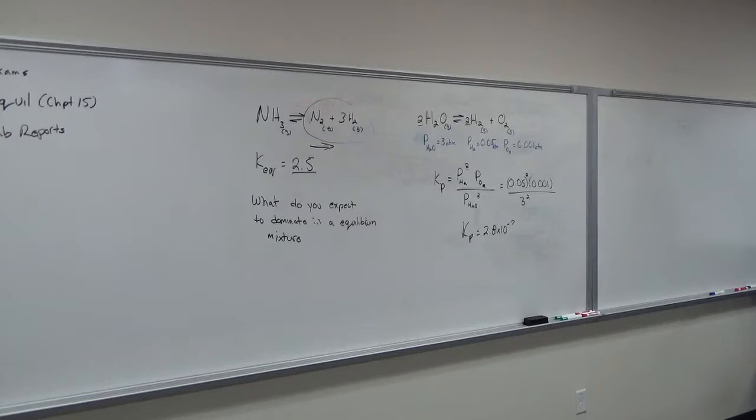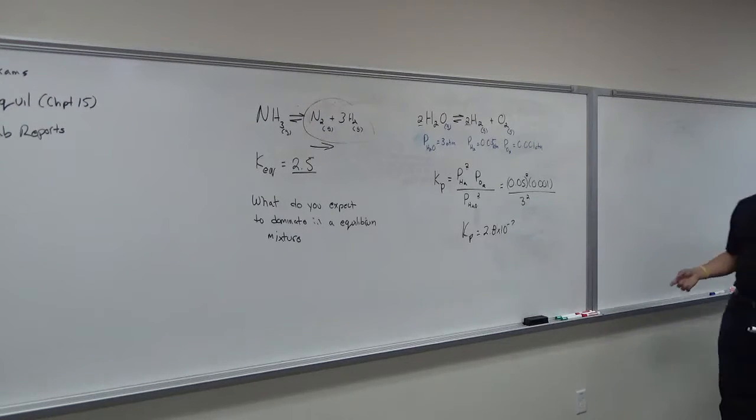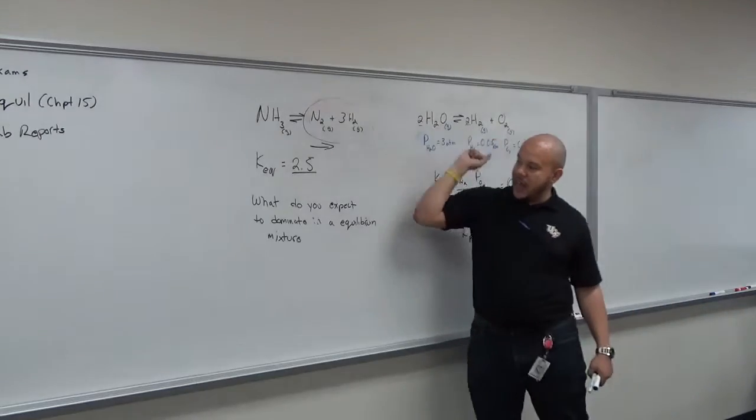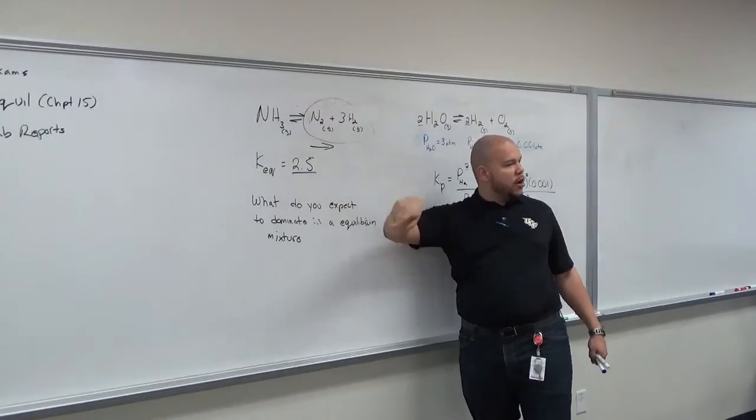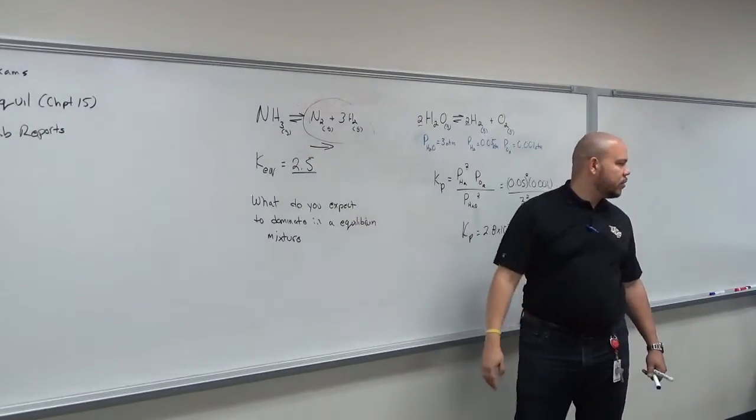And again, the direction, the forward and reverse, is the reciprocal. So if we wanted to look at KEQ for the reverse, it would have to be 1 over 2.5. It's the reciprocal.